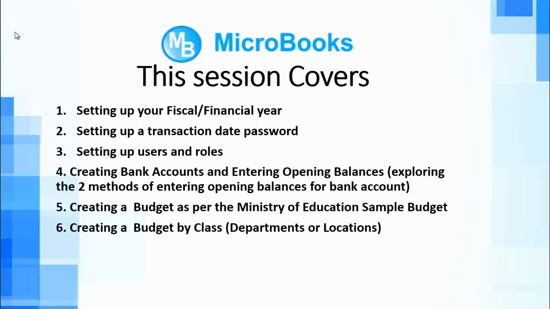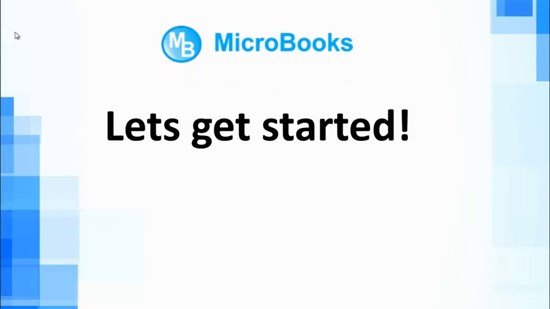High schools may not have multiple locations, but they will have different departments, such as the canteen, tuck shop, agricultural project, and so forth. And in terms of department, you can actually have a budget for each academic department, such as the mathematics department, social studies department, English department, and so on. Okay, so let's get started.